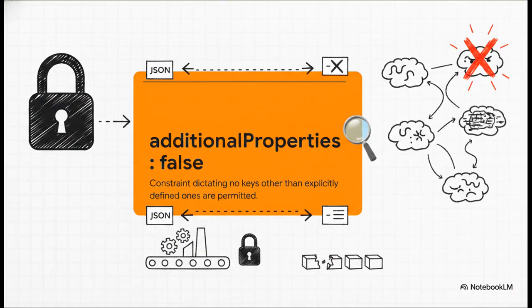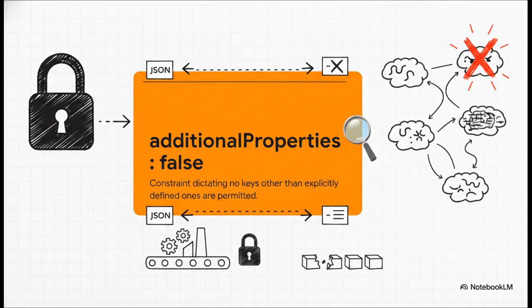Now, what's really interesting here is our primary suspect in all of this. It's a single, super easily overlooked JSON schema constraint, additional properties set to false. All this does is dictate that absolutely no keys other than the ones you explicitly defined are allowed in your JSON object. Basically, it locks the schema down tight.